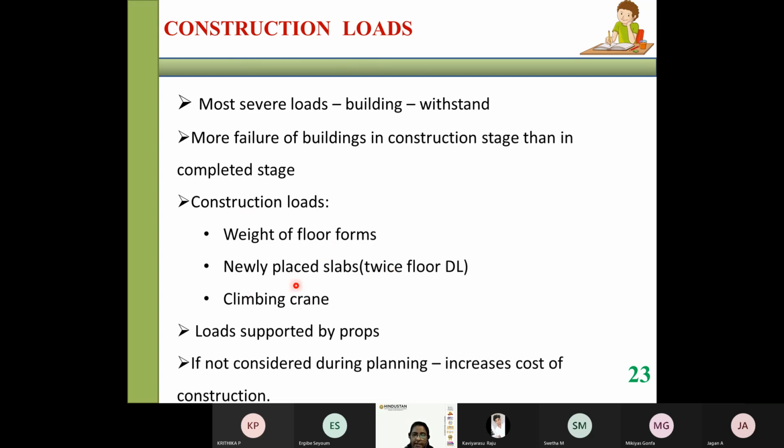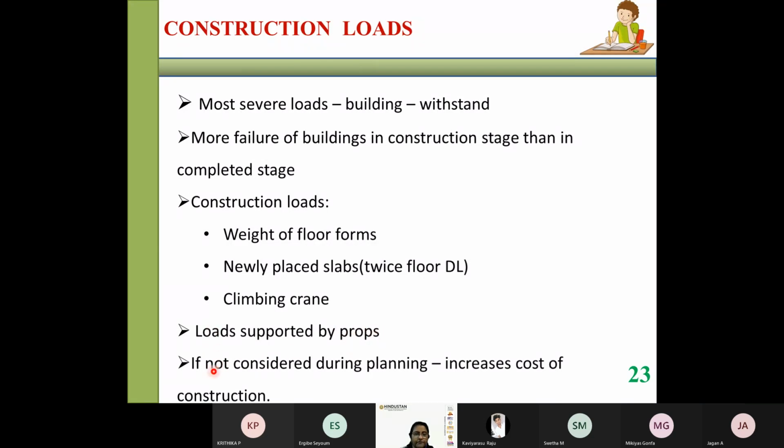Then another one is a climbing crane. You must have seen the construction of high-rise structures. The cranes are moving here and there, the materials are taken to the top floor, people are climbing, and all the elements are placed in the particular areas. So this crane load, the newly placed slab, the weight of the floor forms, all these loads are supported by the props. You will be providing some props.